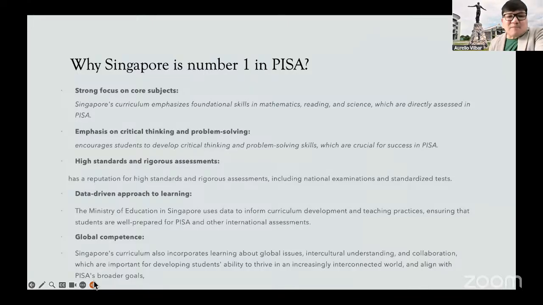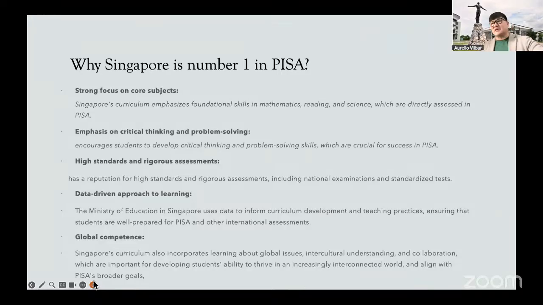Bakit number 1 ang Singapore all the time? Now, sabi sa research, they have a very strong focus on the core subjects. Core subjects nila ay math, reading, and science, which are part of the PISA. Number 2, critical thinking. Focus po siya sa critical thinking and problem solving.